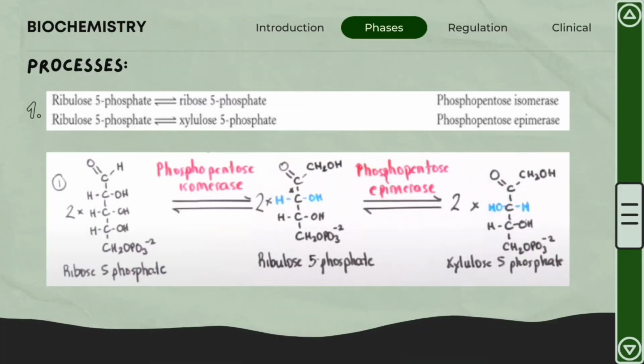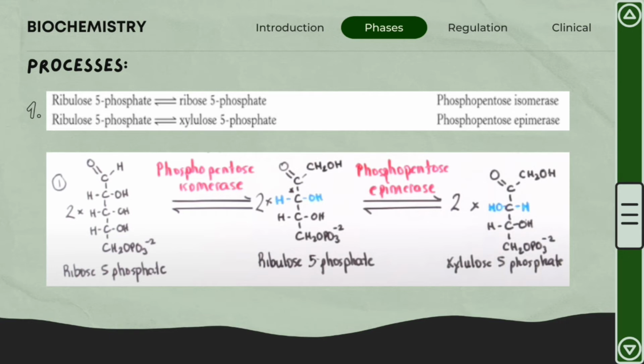So the non-oxidative phase can be broken down into 4 processes. So let's begin by focusing on process 1. Now in process 1, we actually have 2 steps. In the first step, we want to take the ribose 5-phosphate molecule and transform it into an isomer version, which is the ribulose 5-phosphate. So the phosphopentose isomerase here, as you can see, catalyzes this reaction.